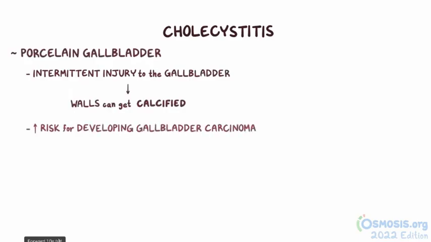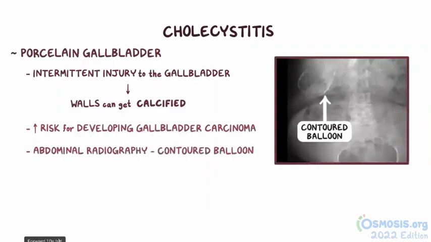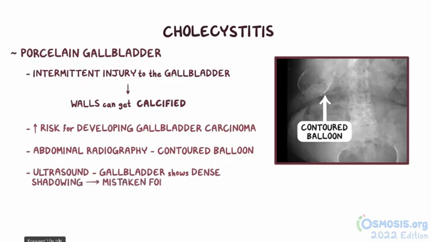A porcelain gallbladder can be seen on an abdominal radiography as a well-contoured balloon, or on an ultrasound where the gallbladder shows dense shadowing that can be mistaken for gallstones. The treatment recommendation, once porcelain gallbladder is diagnosed, is cholecystectomy, which minimizes the risk for gallbladder carcinoma.